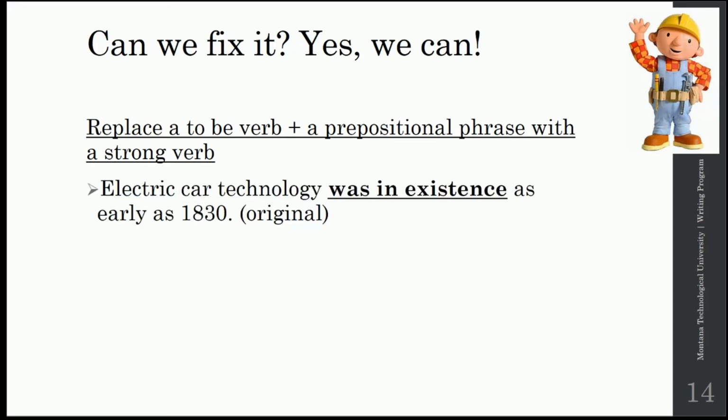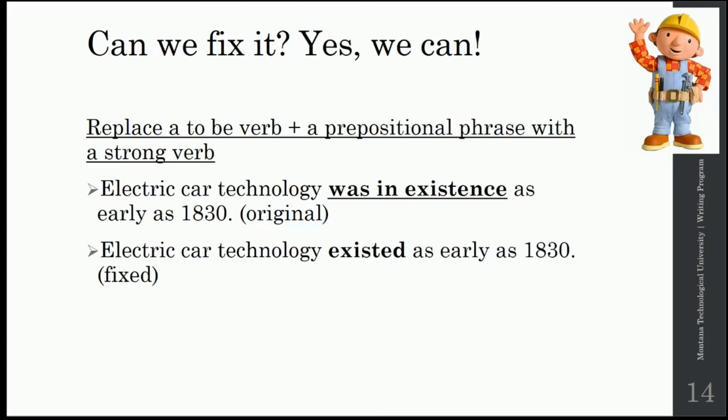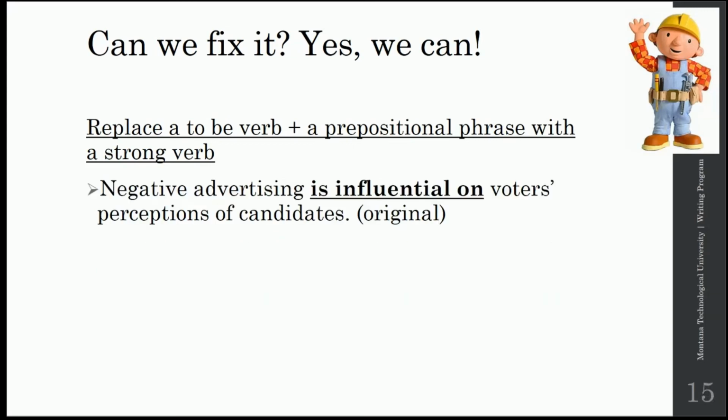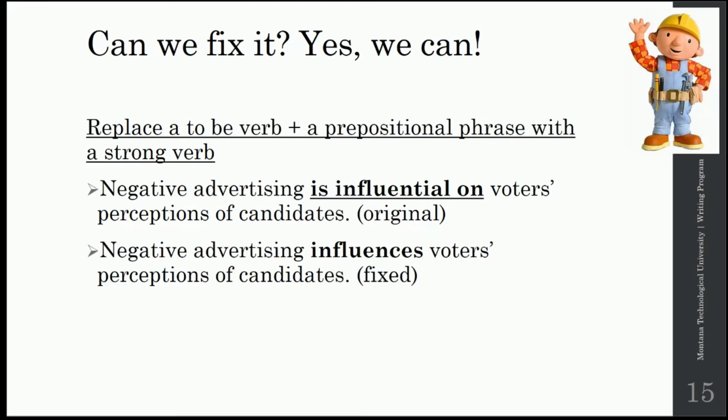Electric car technology was in existence as early as 1830. Right? Get rid of our to be verb, which is was, correct? And we can put just existed in its place. Electric car technology existed. Negative advertising is influential on voters' perceptions. Replace it with a single word. Negative advertising influences voters' perceptions.